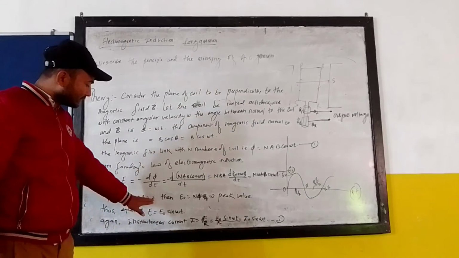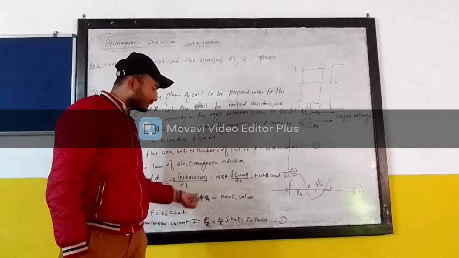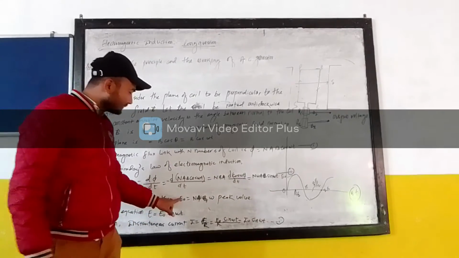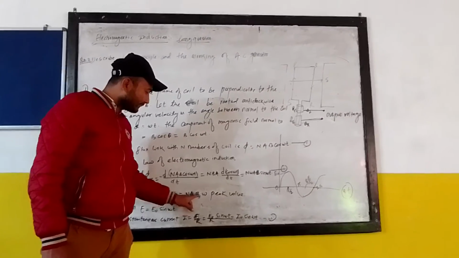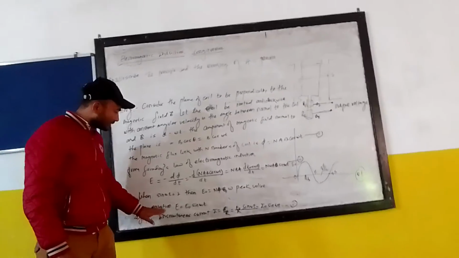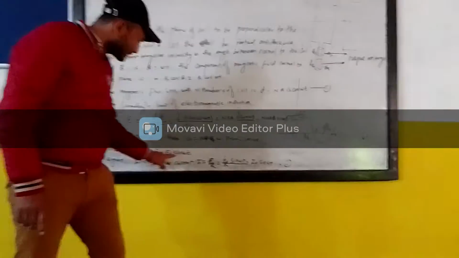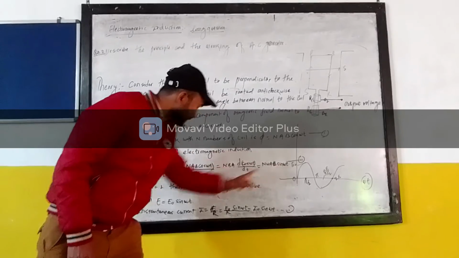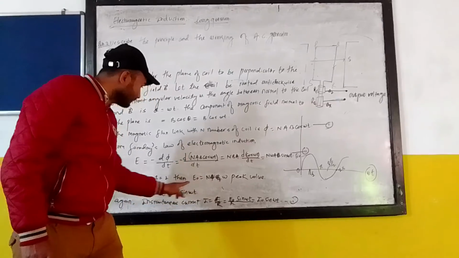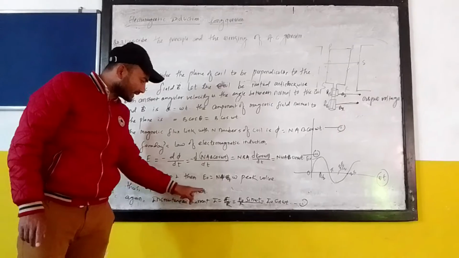When sin omega t equal to 1, that means when we consider sin omega t equal to 1, then it has the maximum value of EMF in this coil. So that would be E equal to E naught equal to NAB omega, which is the peak value of EMF, and thus the equation is E equal to E naught sin omega t. Why have I written E equal to E naught sin omega t? Because NAB omega equal to E naught, so I have written E equal to E naught sin omega t.